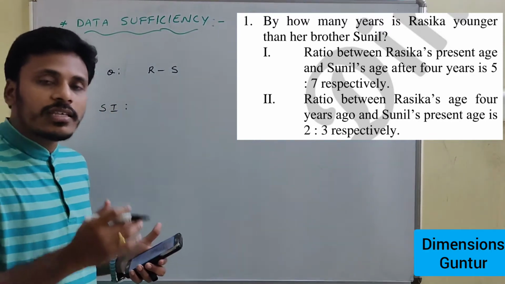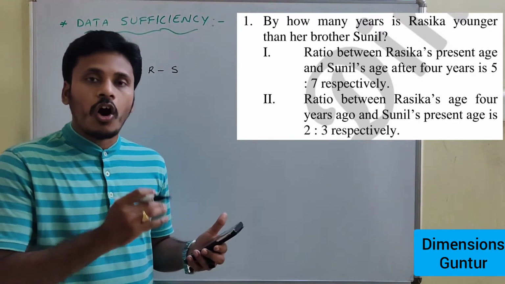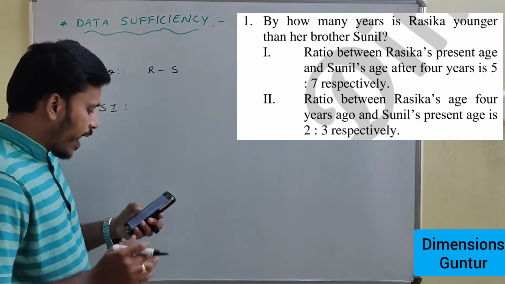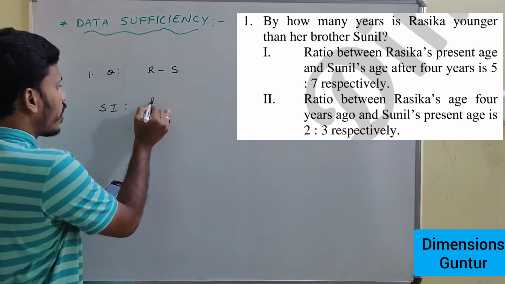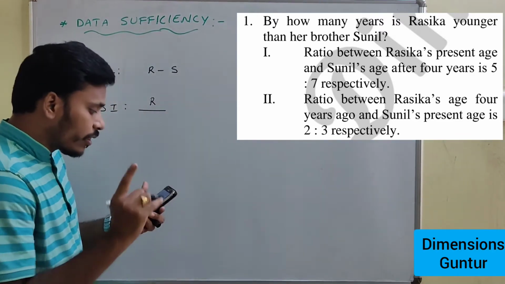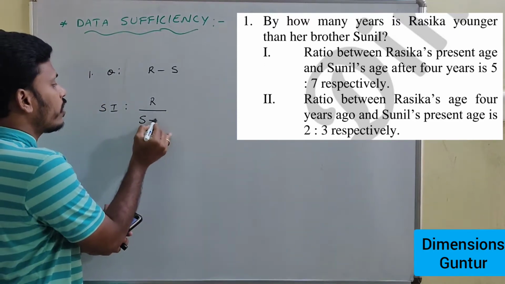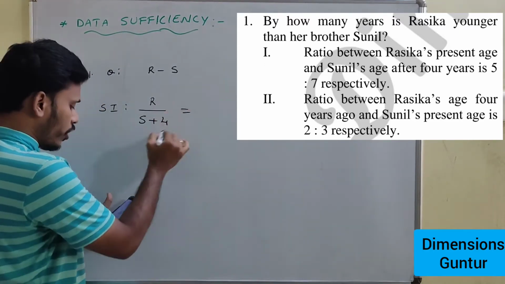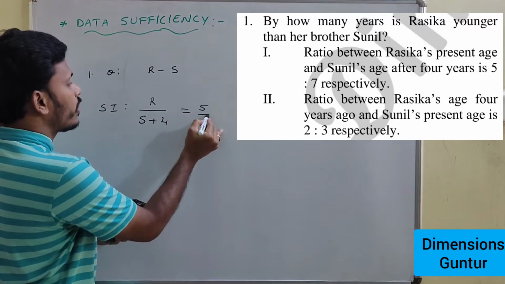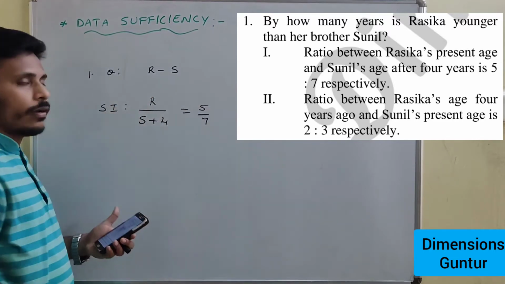Let the present ages of Rasika and Sunil be R and S. As per the given statement, Rasika's present age divided by Sunil's age after 4 years, which is S plus 4, is given as the ratio 5 by 7. So this is statement 1.